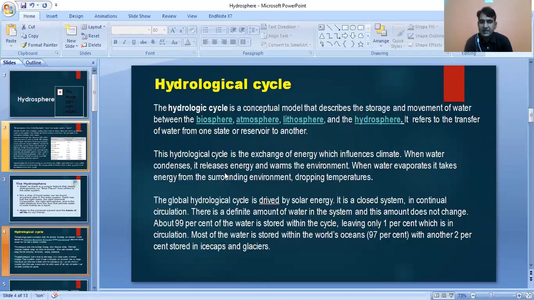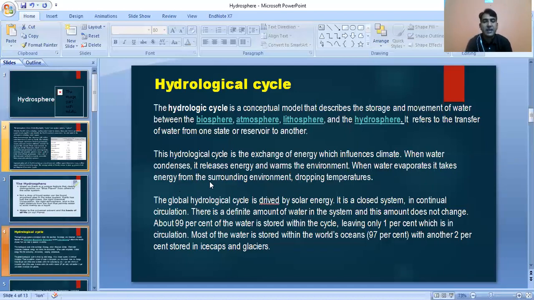When water condenses, it releases energy and warms the environment. In the steps of the hydrological cycle, we have evaporation, and I'll go through all these steps individually in the coming slides. When water evaporates and reaches the second stage, condensation, it releases energy which warms the environment. When the water vapors go up and close together in the form of droplets, they release energy, and that energy becomes part of the environment.